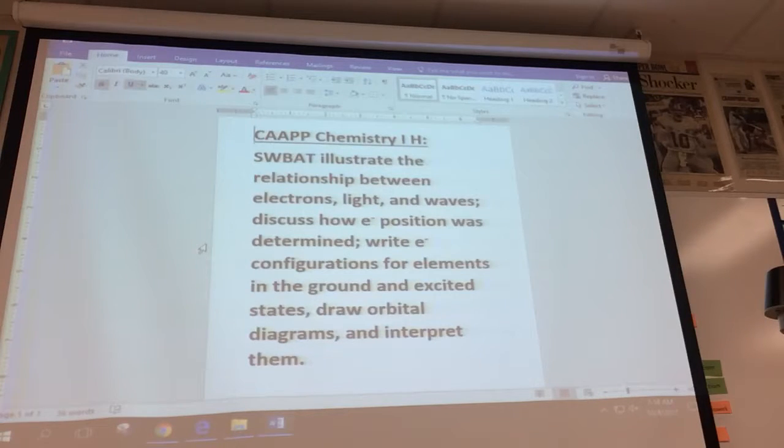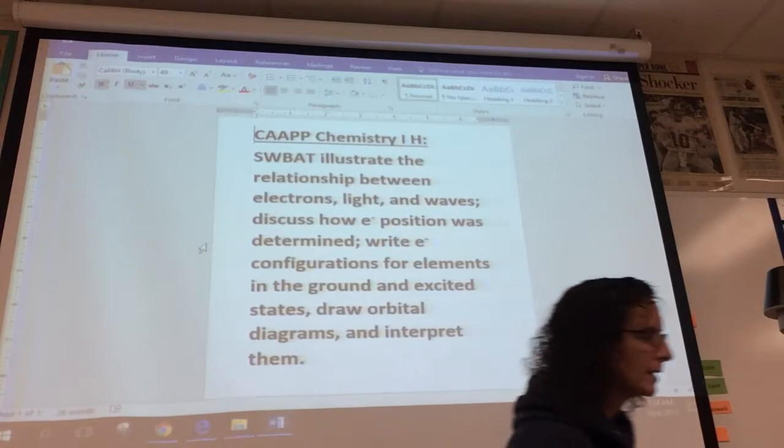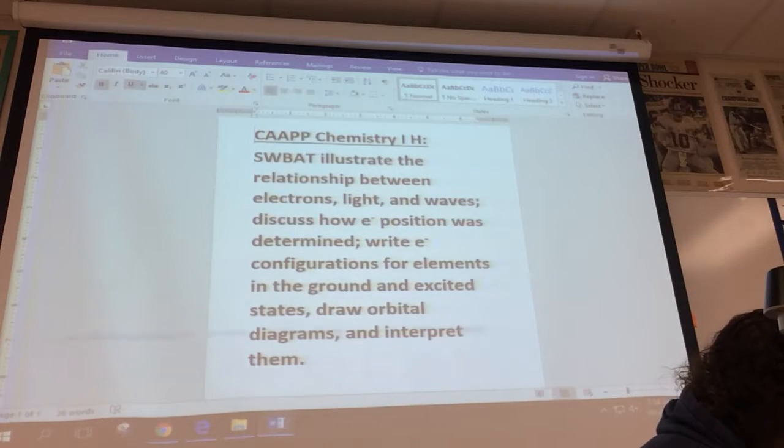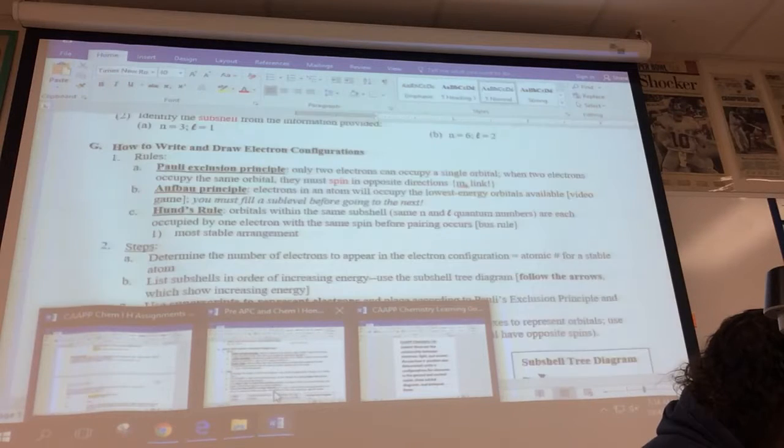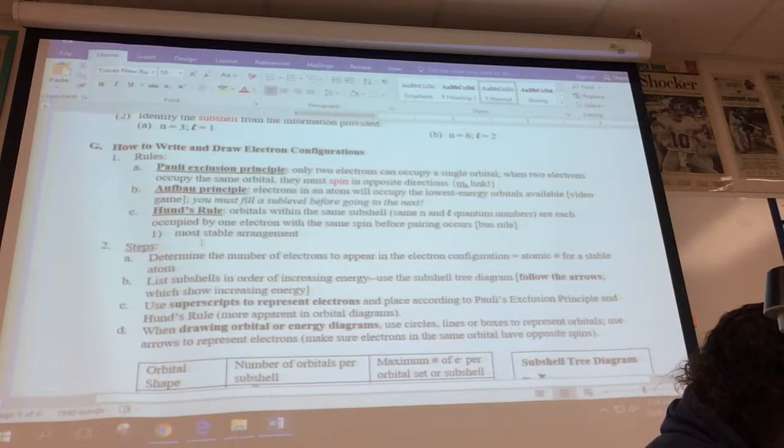It looks hard because it's like nothing you've ever seen before, but I promise with a little bit of practice you'll be very good at it. All kids are very, very good at writing electron configurations. And this will be the crux of your quiz tomorrow.